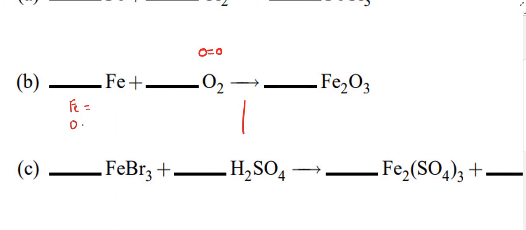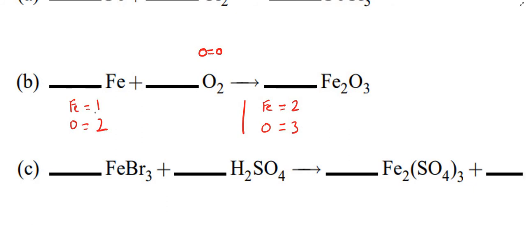So we've got iron and oxygens on this side. We've got 1 on this side, and we've got 2 oxygens. On the product side, we have 2 Fe's, and we've got 3 oxygens. Okay, so we've got to make these numbers equal. We've got to make them balanced.